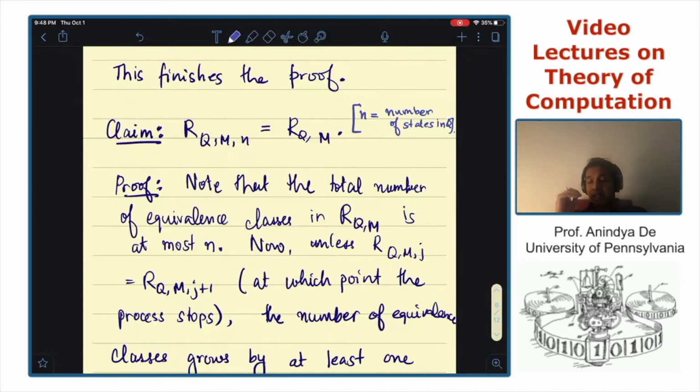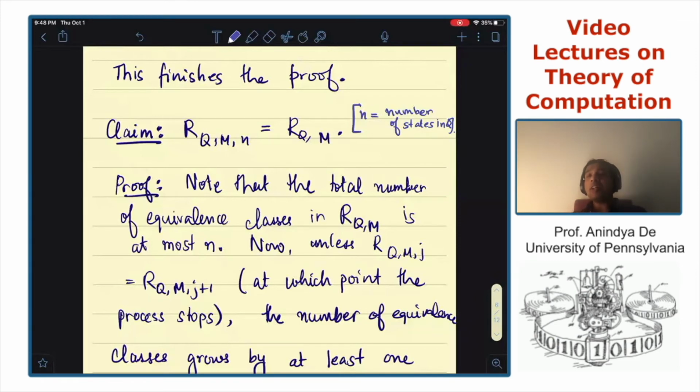Now what happens? Suppose you are going from R_{Q,M,J} to R_{Q,M,J+1}. Either R_{Q,M,J+1} equals R_{Q,M,J}, or R_{Q,M,J+1} non-trivially refines R_{Q,M,J}. If they are not equal, then R_{Q,M,J+1} is a non-trivial refinement of R_{Q,M,J}, meaning that the number of equivalence classes in R_{Q,M,J+1} is at least 1 larger than the number of equivalence classes in R_{Q,M,J}.